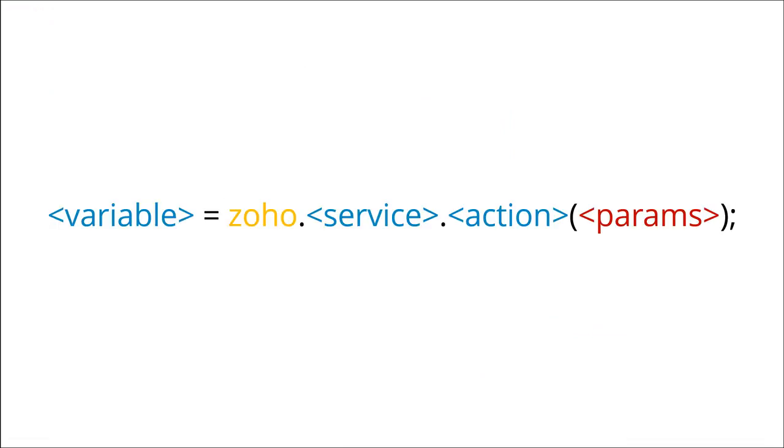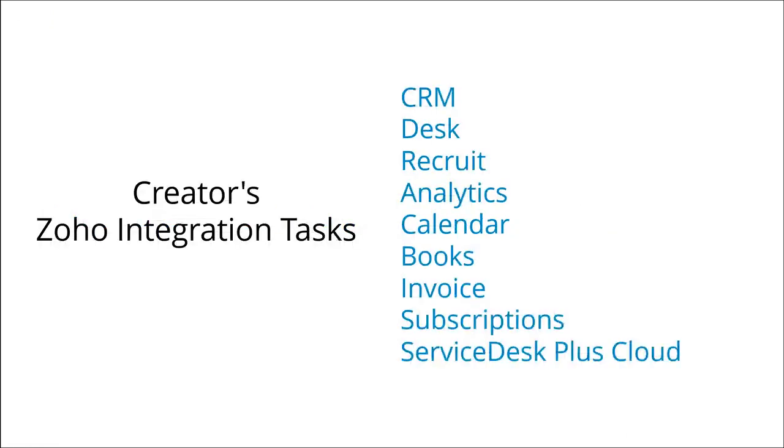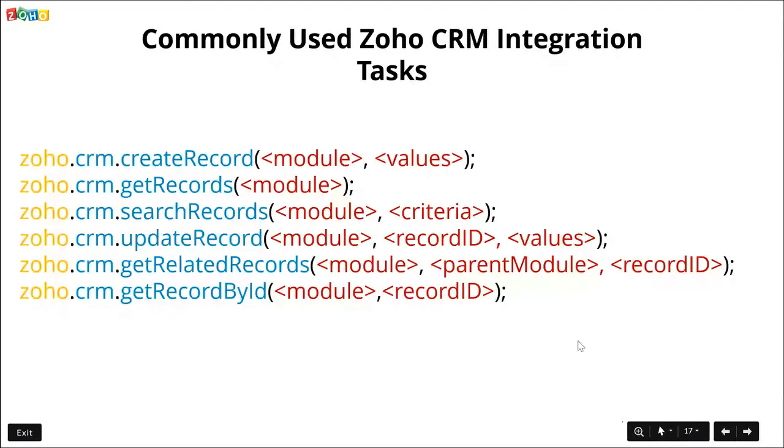So here is the syntax of your integration task. First you declare a variable. And if it's Zoho, you say which service of Zoho you're choosing, and you give actions and parameters, right? These are some of the Creator-Zoho integration tasks that you can perform for the Zoho applications like CRM, Desk, Recruit, Calendar, Books, etc., right? And these are some of the commonly used tasks.